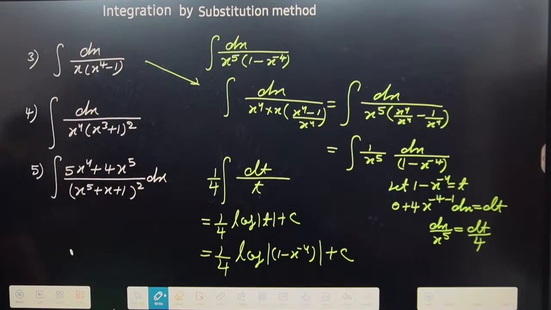Very simple. If anyone faces any doubt at any step, then comment it.